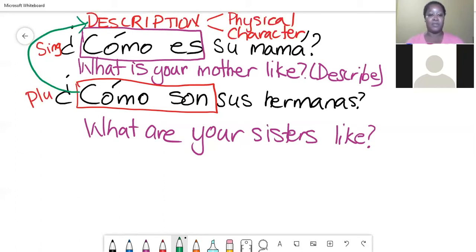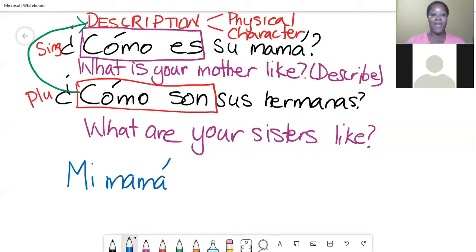Now, how do you answer this question? So if you're asked, ¿Cómo es su mamá? The answer is always embedded somewhere in the question as it pertains to the format of your answer. So if you're asked, ¿Cómo es su mamá? You respond with, the counterpart to su is mi, mamá, and your verb is already there, es, and you're going to insert your description. Now, one thing that you need to know about your descriptions here, adjectives must agree with the noun that they are describing. What do I mean by that?